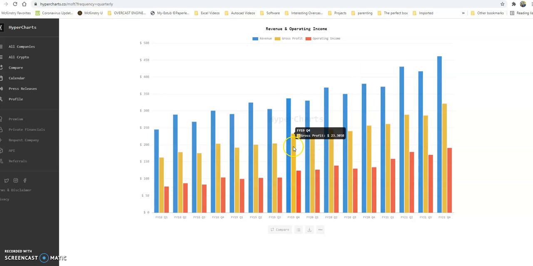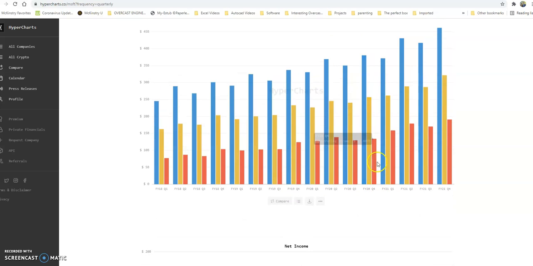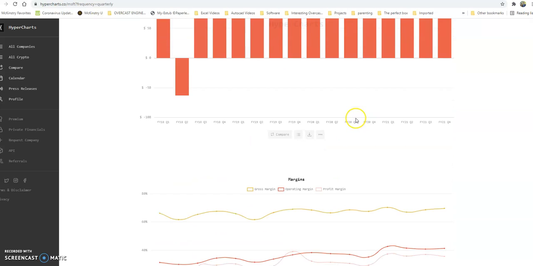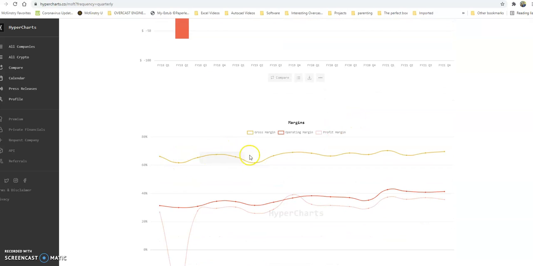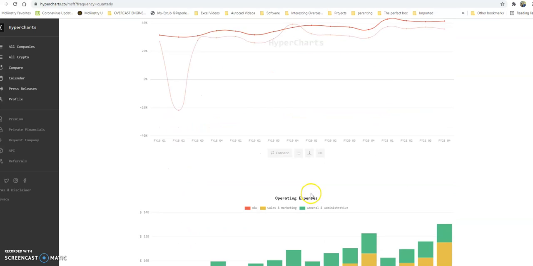You can look at their gross profit versus their earnings or operating income. So it really gives you a better look than just looking at earnings or just looking at revenue. It shows how profitable this business is. They'll show you their gross margins, and they get down to their operating margin and profit margin. So I think it's a really neat tool.